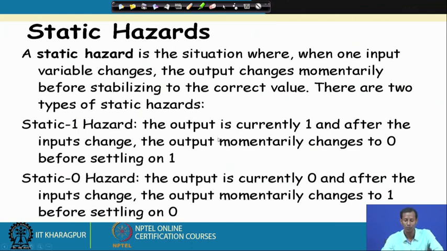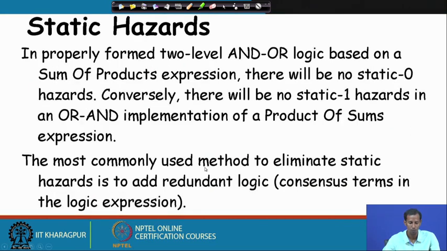Whenever the output is currently 1, but after the input changes the output momentarily changes to 0 before settling to 1, that type of hazard is known as static 1 hazard. Just the opposite: the output is currently 0, but after the input changes the output momentarily changes to 1 before settling to 0, that is static 0 hazard. You get a glitch. A glitch means an unwanted or spurious signal present at the output.